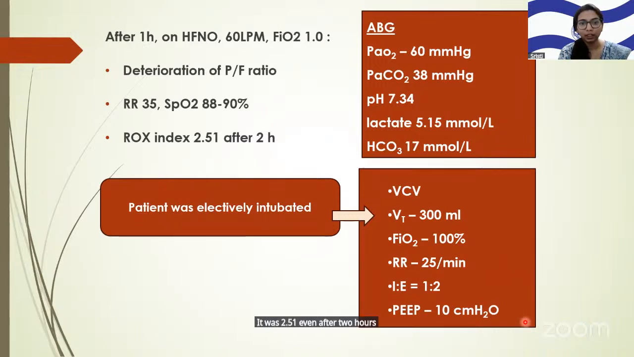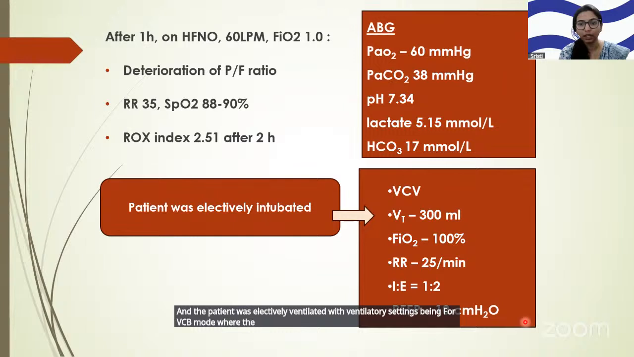So the decision was taken to intubate the patient, and the patient was electively ventilated with ventilatory settings in VCV mode, where the tidal volume delivered was 300 ml and the respiratory rate set was 25 breaths per minute.